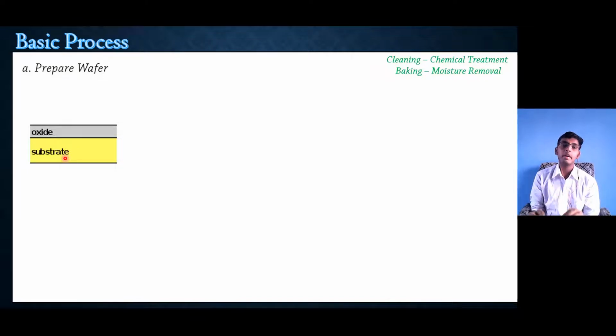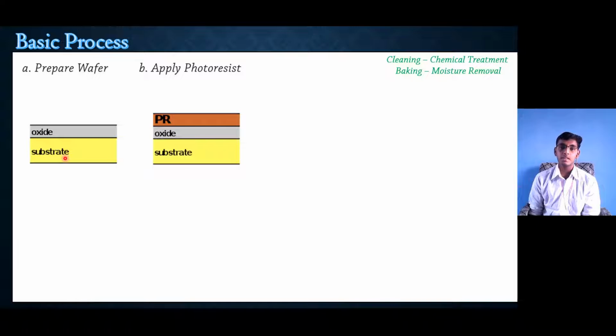So that is what we are aiming at. The next step in our process is to apply the photoresist. This photoresist plays a crucial role in the process of lithography. It is a simple chemical which has certain properties. So how do we apply this photoresist?